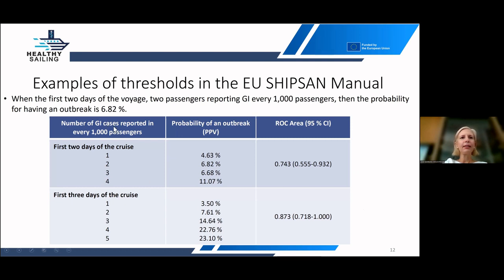Here at the university, we analyzed historical data from a cruise line, and we calculated the probability of having an outbreak depending on the number of GI cases reported per 1,000 passengers in the first 2 days of the cruise and the first 3 days of the cruise. You can see that, for example, if in the first 2 days of the cruise we have 4 GI cases per 1,000 passengers, we have a probability of an outbreak of 11%. If in the first 3 days of the cruise we have 3 cases per 1,000 passengers, then we have about a 15% probability of an outbreak.